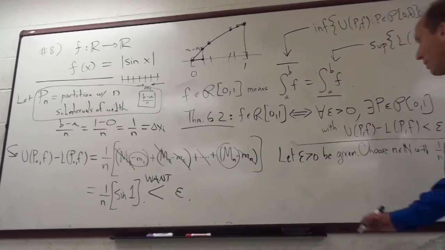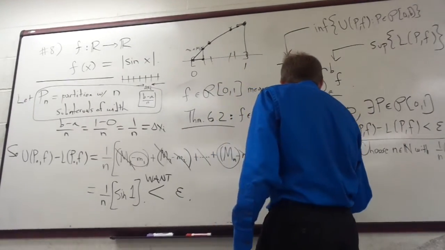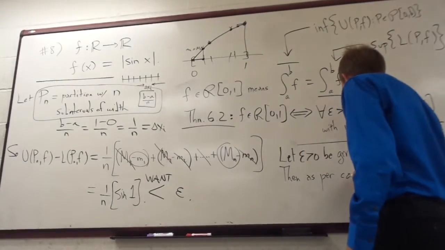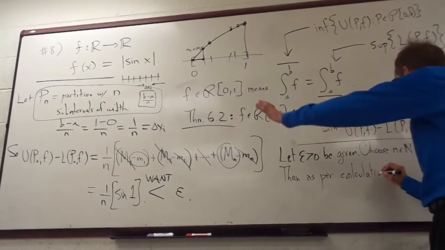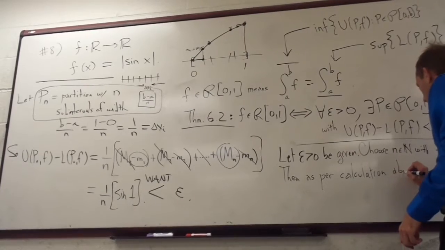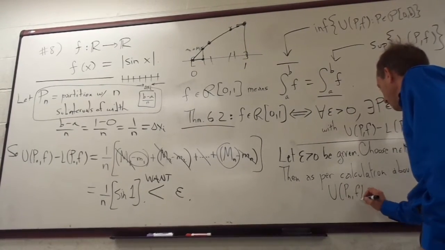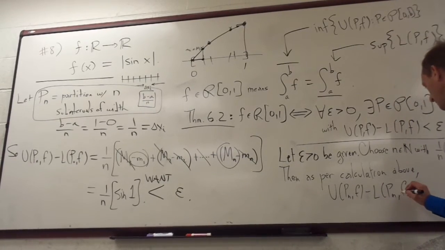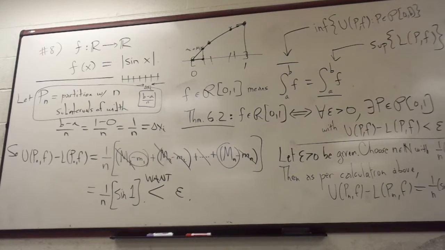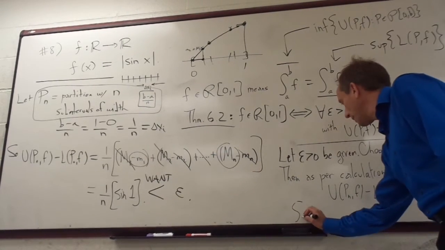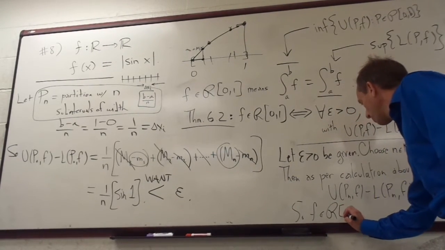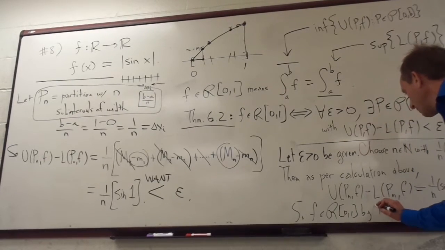Okay. Then, as per the calculation above, over here in our scratch work, U of Pn f minus L of Pn f is equal to 1 over n times sine of 1, which is less than epsilon. Okay, great. So f is Riemann integrable on [0, 1] by Theorem 6.2.